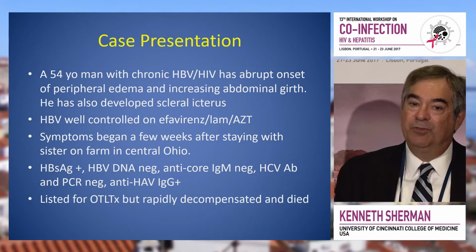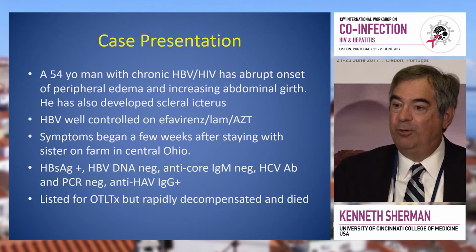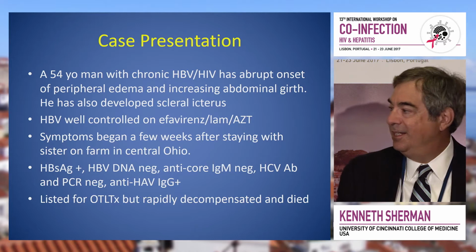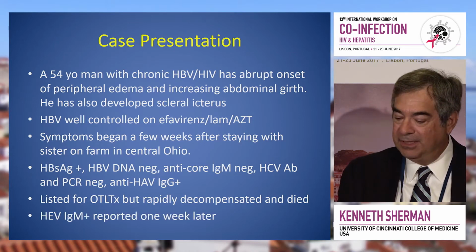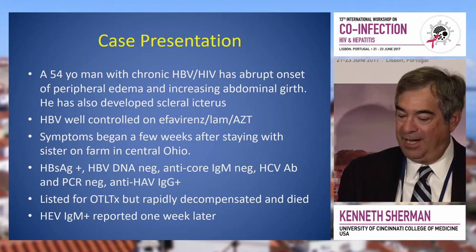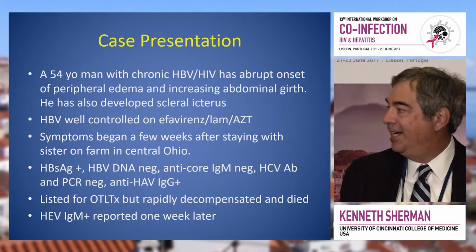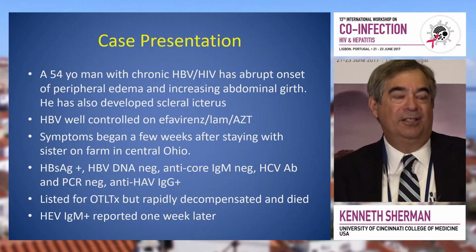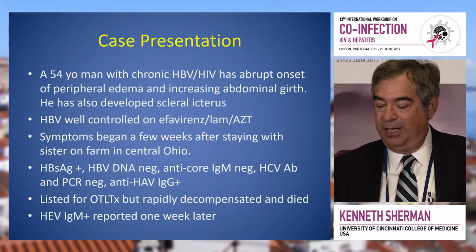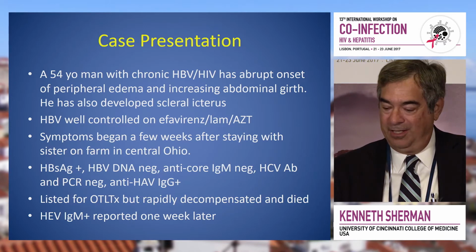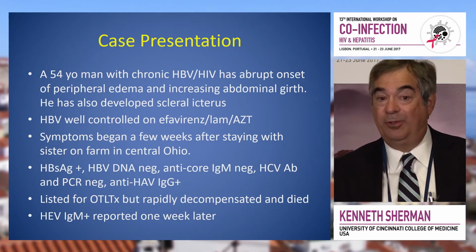The patient was very sick. He was listed for transplantation. He rapidly decompensated and died. And 1 week later, a test we had sent out for hepatitis E IgM was positive. So we think that this is a case of acute hepatitis E in the setting of HIV infection that caused this patient to decompensate, and it illustrates several things.